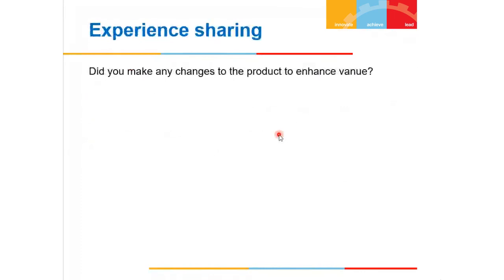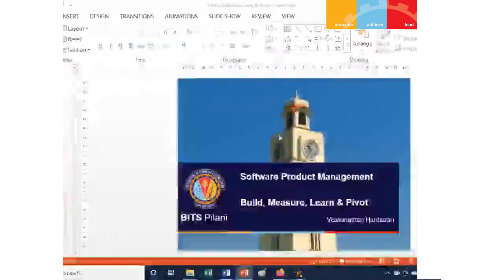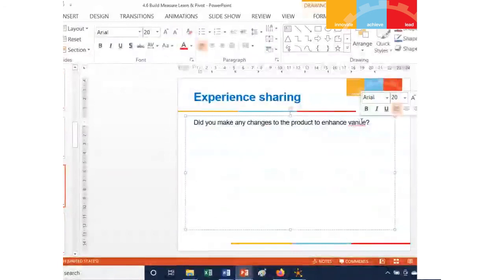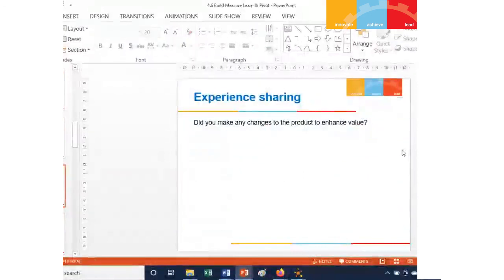So did you have any such product enhancements that you made to check whether you are on the right track or not? And when you made that change, it improved the usage of the product. Do you have any experiences?